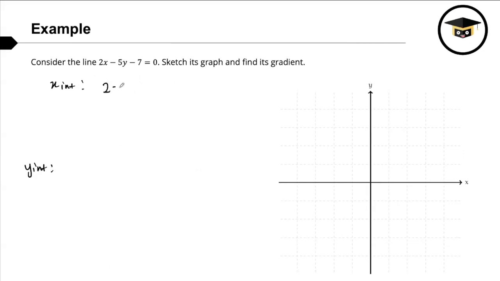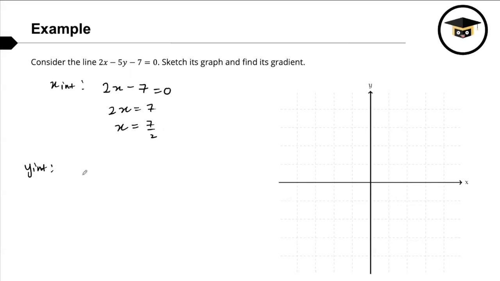So that means 2x minus 7 equals 0. Hopefully that did make sense because I did skip a step there. So obviously if I'm letting y equal 0, this whole thing goes away. So it's just 2x minus 7. So 2x minus 7 equals 0. So 2x is equal to 7. And that means x is equal to 7 over 2 or 3.5.